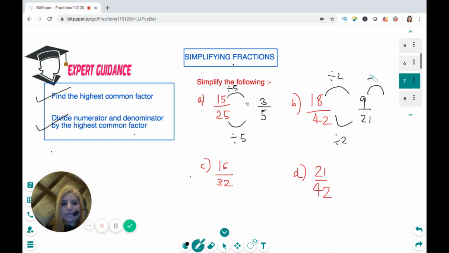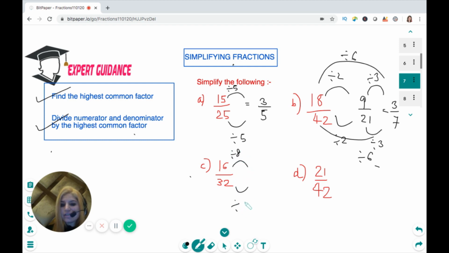So you can divide this further by 3, and that will give you 3 over 7. Or if you do it by the Venn diagram, you will find that the highest common factor of 18 over 42 is 6. So if you divide by 6, you get 3 over 7. Now let's move on to 16 over 32. Now the highest common factor of 16 and 32 is 8.